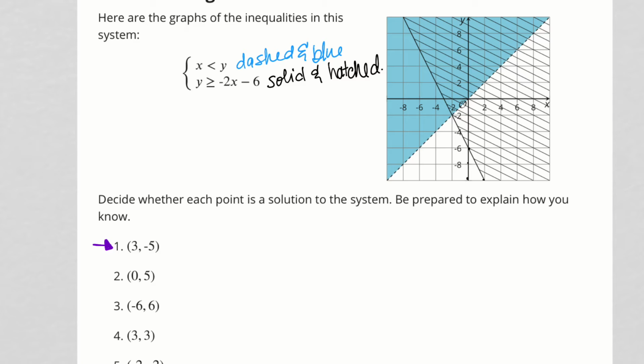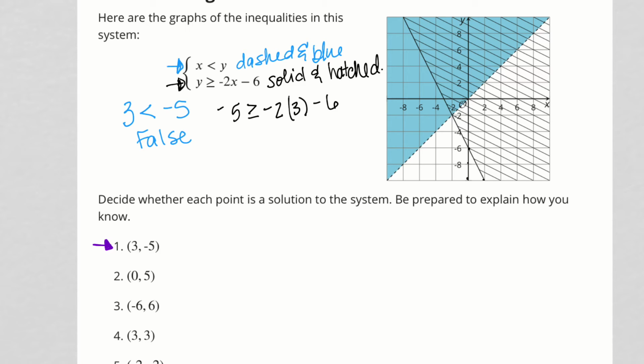So we plug 3 and negative 5 into the blue equation, the dashed one. So we get 3 is less than negative 5. Is that true or false? False. Okay, plug it into the solid and hatched one, the black equation. We have negative 5 is greater than or equal to negative 2 times 3 minus 6. What is negative 2 times 3?